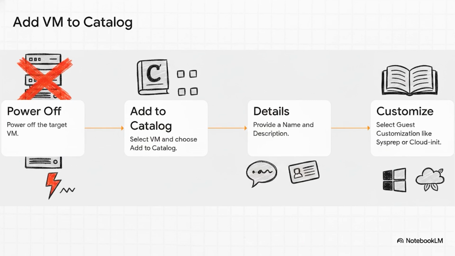All right, let's move to our second scenario, creating a self-service catalog item right from a VM. So when you add a VM to the catalog, it actually creates a VM snapshot. Now, step 1 here is actually a Nutanix best practice. Power off that target VM before adding it to the catalog. Next, you just select the VM, choose Add to Catalog from the Actions menu, pop in a name and description, and then, this is the fun part, select your guest customization. This is absolutely crucial for deployment at scale. You're going to use sysprep for your Windows operating systems or Cloud Init for your Linux systems.